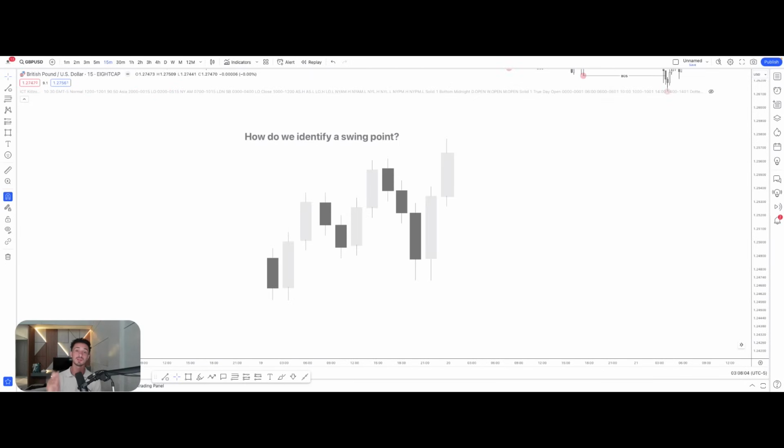Now, golden key number 2 is our golden rule. This is probably one of the most important rules we have when it comes to market structure, because this answers the question, how do we identify a swing point? So many of you have the problem with this. That's actually why I've put it in this video. You ask me all the time, how do we know if something is a pullback or not? Well, let me answer that for you.